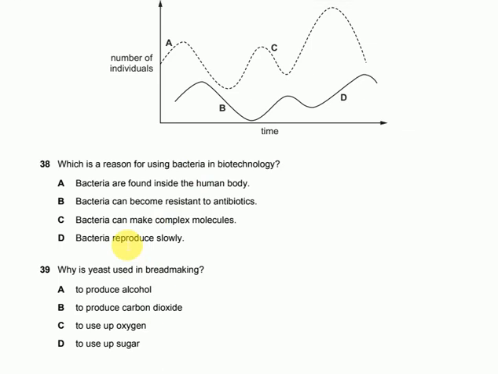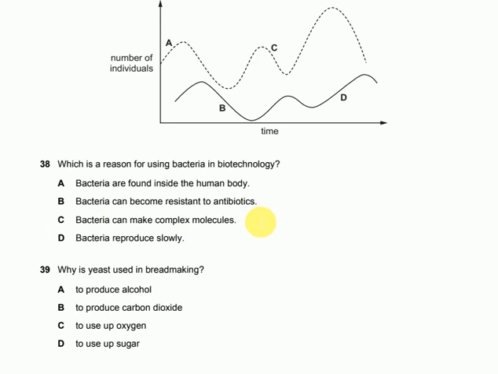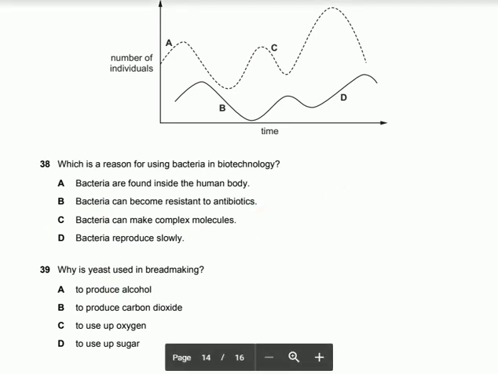Bacteria can make complex molecules. That is not the reason why bacteria are used in biotechnology. The main reason, and probably not the only reason, bacteria are used in biotechnology. There are other reasons, like no one has problems with killing bacteria. So it's actually B, because bacteria can become resistant to antibiotics. That is why bacteria are used in biotechnology. So we want to learn more about these bacteria.